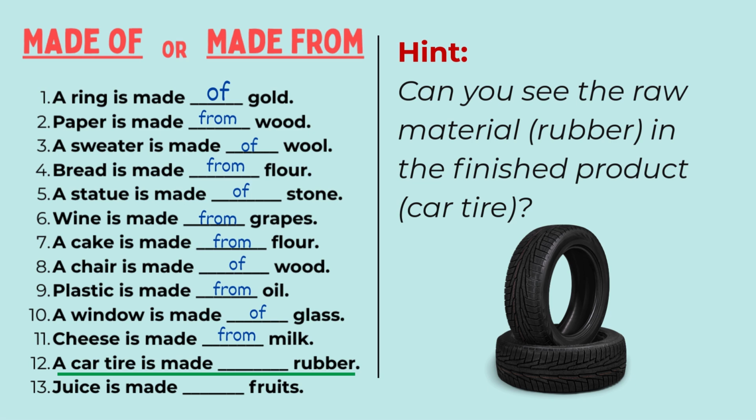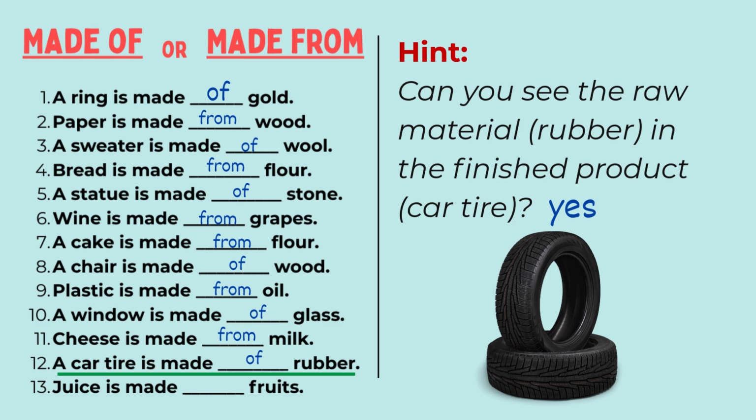A car tire is made of rubber. The rubber is molded but remains the visible and identifiable material of the tire. You can see and feel the rubber. The material has not been chemically transformed. This is of. A car tire is made of rubber.